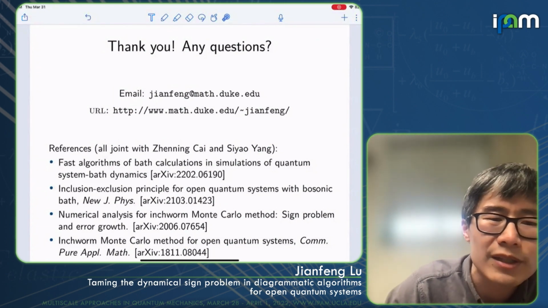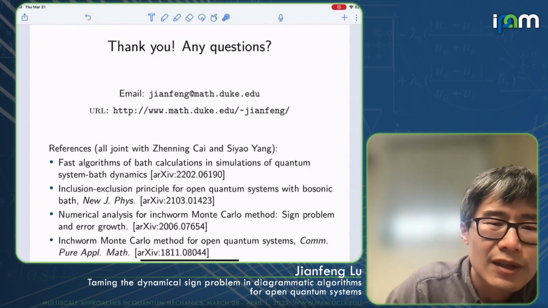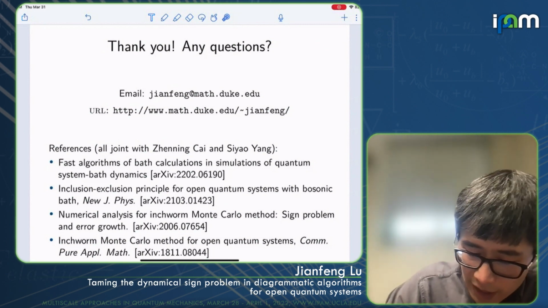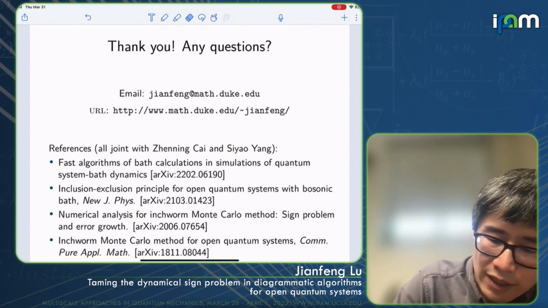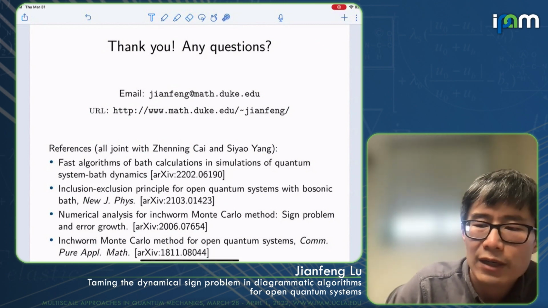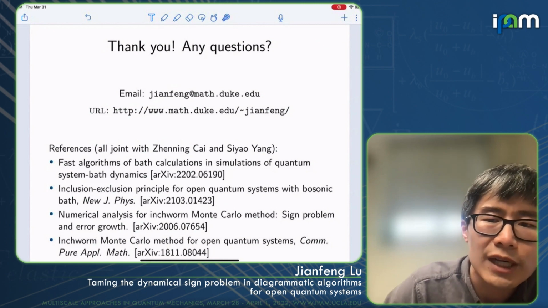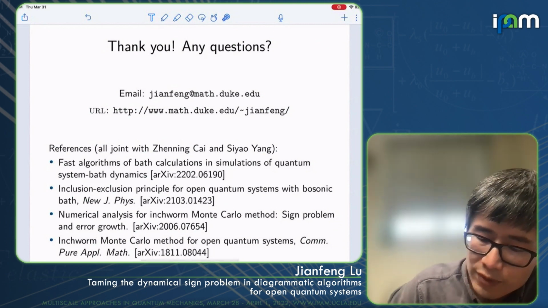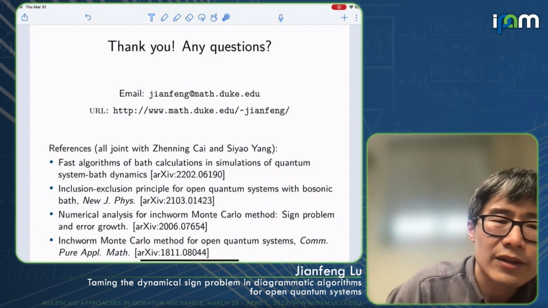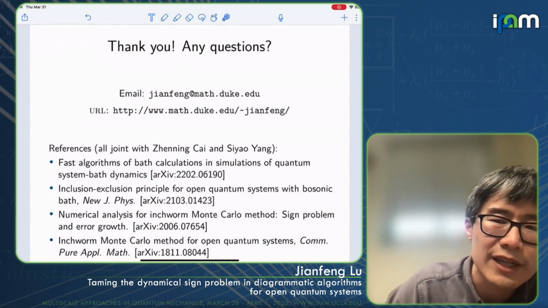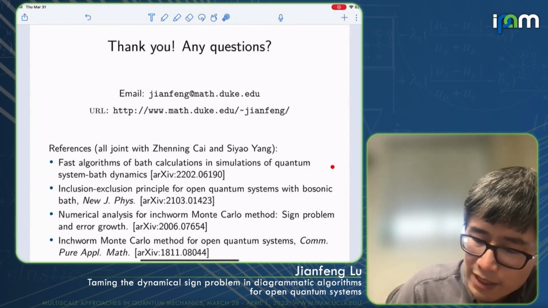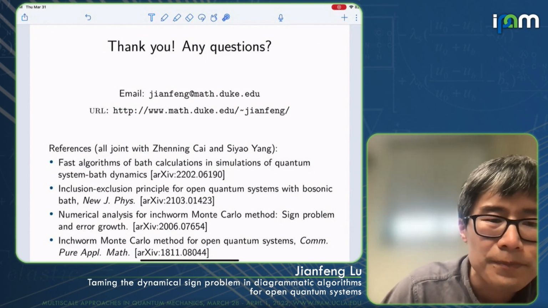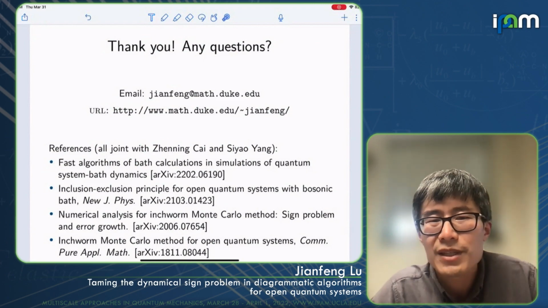This is a high-level presentation, but if you want to read more details, it's all included in these references. The first one introduces the mathematical way of thinking about these diagrammatic algorithms and the inchworm Monte Carlo algorithms in the integral-differential equation formalism. In this one, we do the error analysis, distinguishing the sign problem from the error amplification of the numerical scheme. And these two are more algorithmic, on how to accelerate these computations using computational tricks. Okay, thanks a lot. Thank you very much.